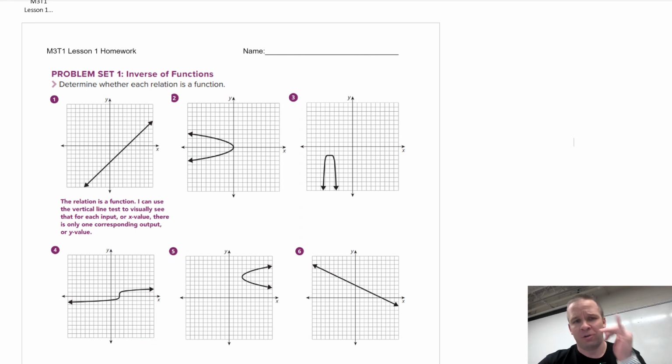Mr. Allen here, ready to run you through some of this lesson 1 homework for the radicals unit. The first section has 3 questions. Determine whether each relation is a function. I'm going to do some problems on the side that will allow you to try these problems yourself.